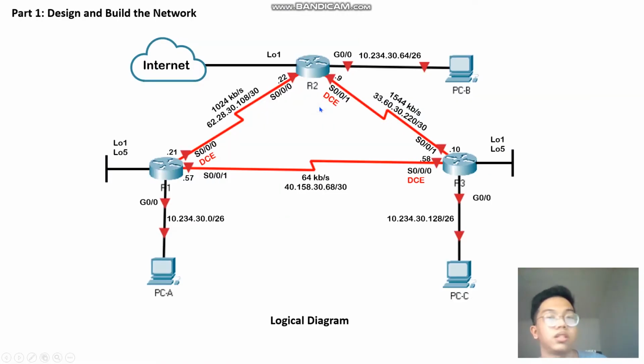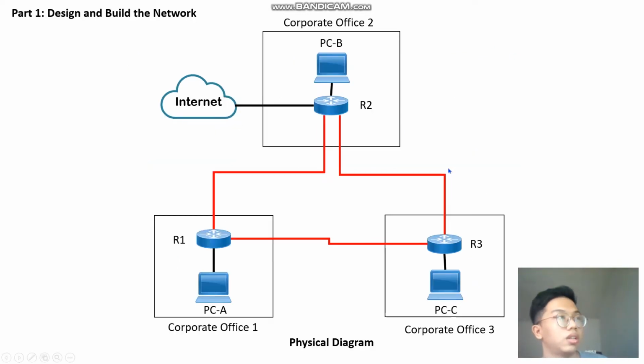So this is my logical diagram. As you can see, I have 3 routers, then 3 PCs, and 11 networks here. Then we go to the physical diagram. So this is my physical diagram. As you can see, this is from corporate office 1, corporate office 3, then corporate office 2.